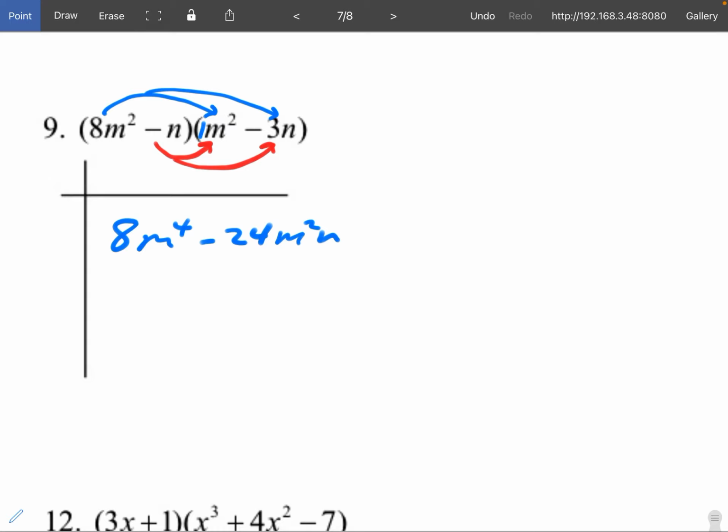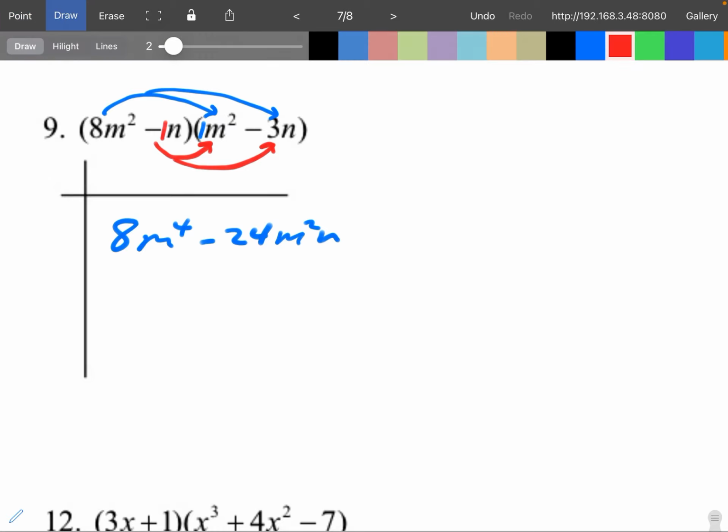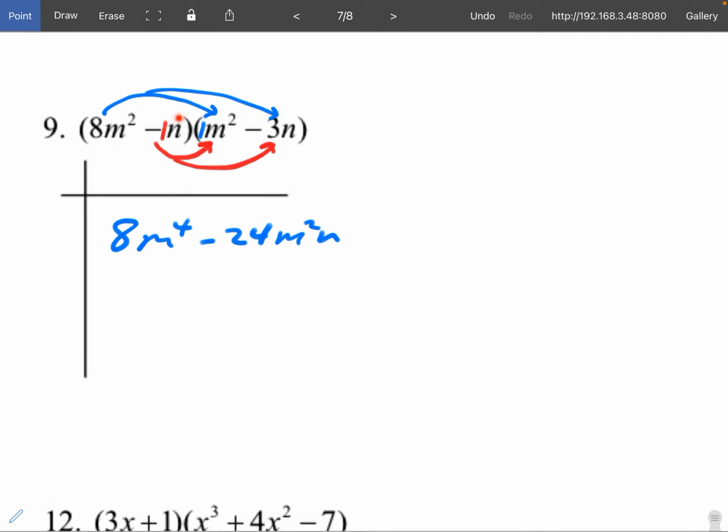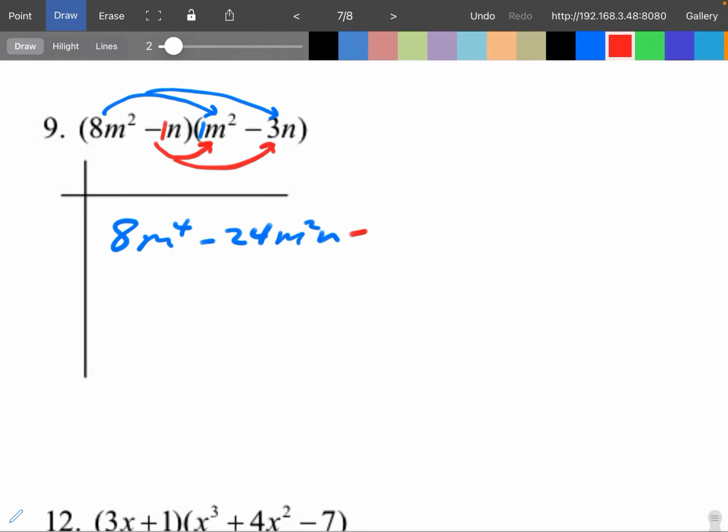All right. And then in the red, we've got to do a negative 1n times 1m squared. So negative 1n times a positive 1m squared. Well, it's definitely a negative times a positive, so that's going to be a negative. And then it's an n times an m squared. But that's the same thing as m squared times n. Usually you will put the letters in alphabetical order. So it'll be a negative 1 m squared n.